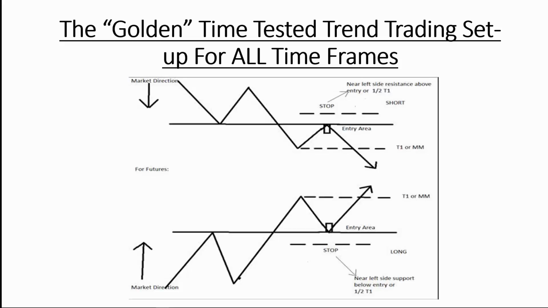Here's a diagram of the golden setup, okay? The important thing to understand and know is the diagram, I'm just making a vertical line here. From the left side is not so important, but from this to the right is, okay? And this horizontal line, we're looking at the short setup here where it says market direction down. This horizontal line is what's important.